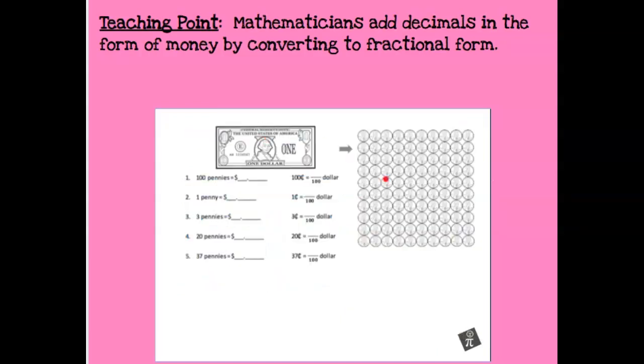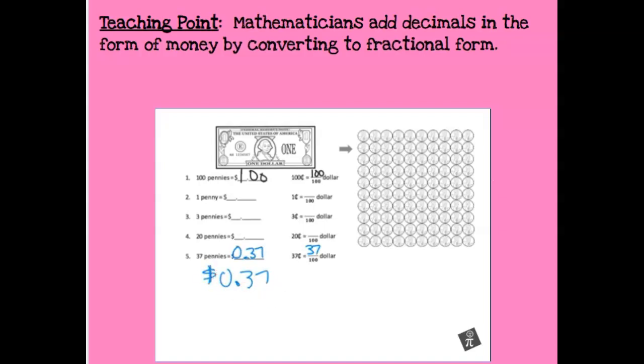So here you can see a visual representation showing that a dollar is 100 pennies. So 100 pennies is equal to exactly $1, which is 100 out of 100. So the idea is 1 cent is 1/100th of a dollar. And so if we went down here to 37 pennies, what is 37 pennies? Well, 37 cents is equal to 37/100ths of a dollar, which we would write as 0.37.